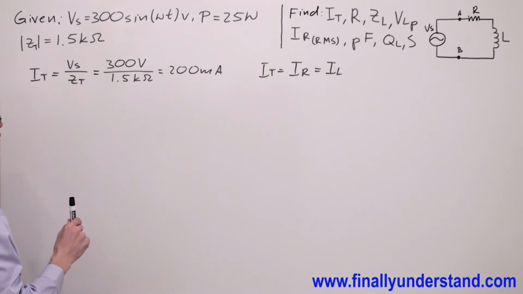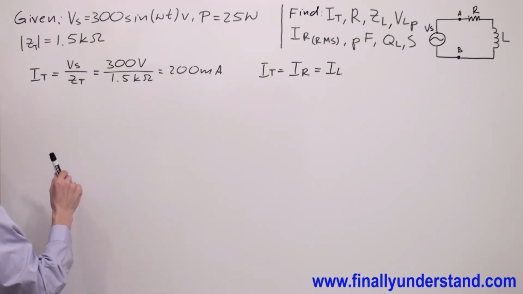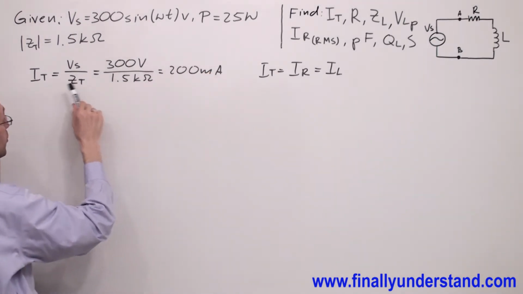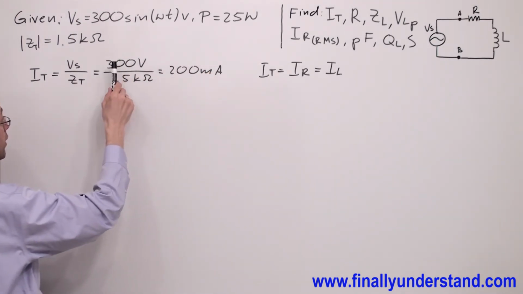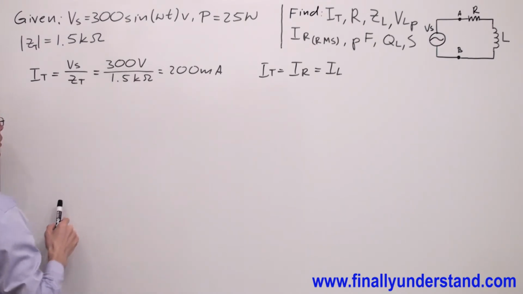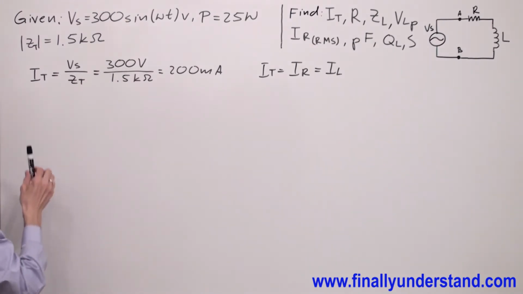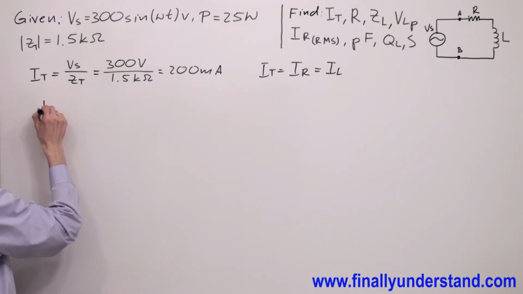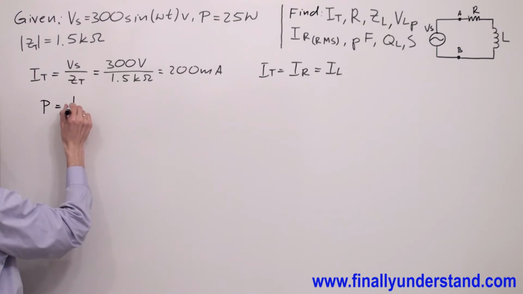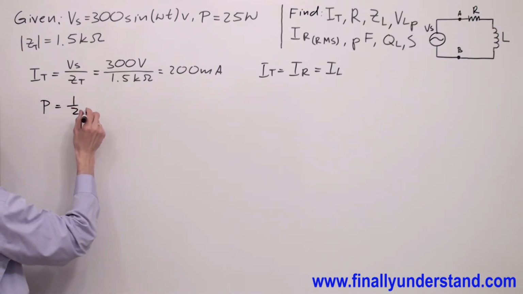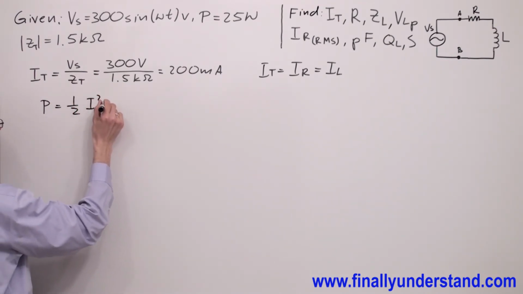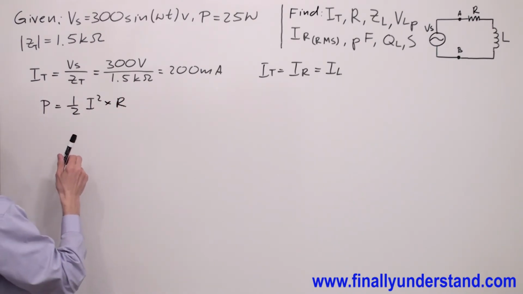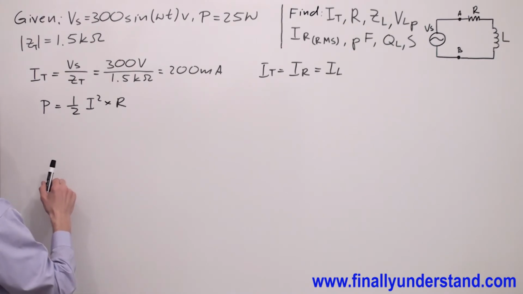So I have two pieces of information at my resistor. I have power and I have peak current. This is peak current because I divide voltage peak by the total impedance. So I'm going to use the formula for power to find the resistance. So I have power is equal to 1/2 I square times R.